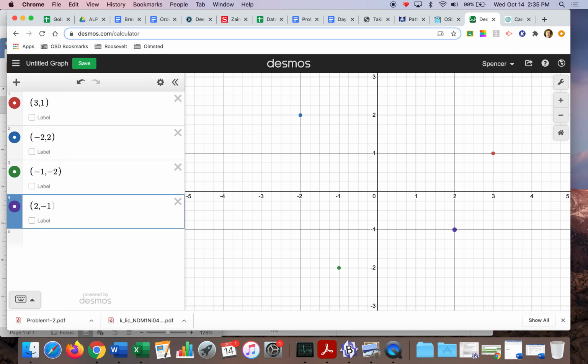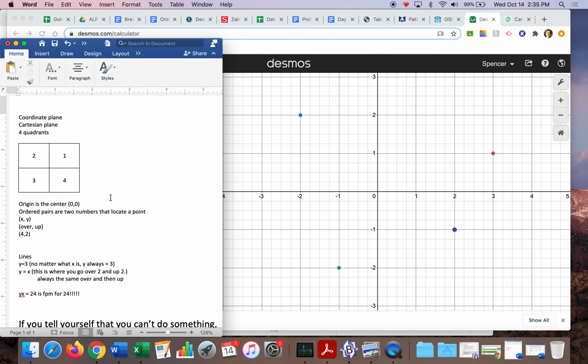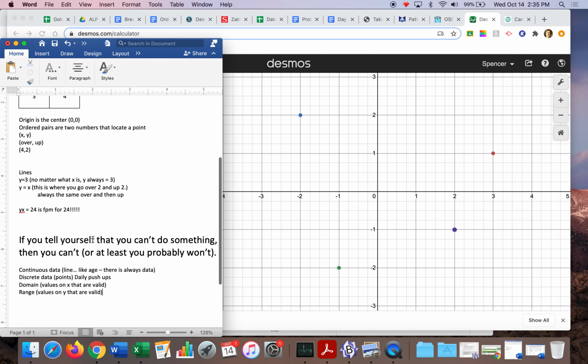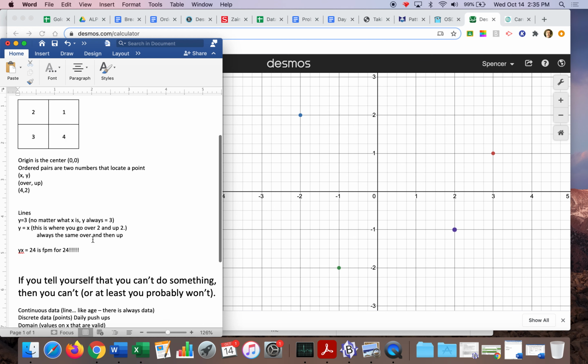So I was trying to pick points that had different values so that we could see that the order obviously matters, and the sign matters, positive or negative. Let's see. The other thing I just wanted to mention, well, I'll get into lines just in a little bit.